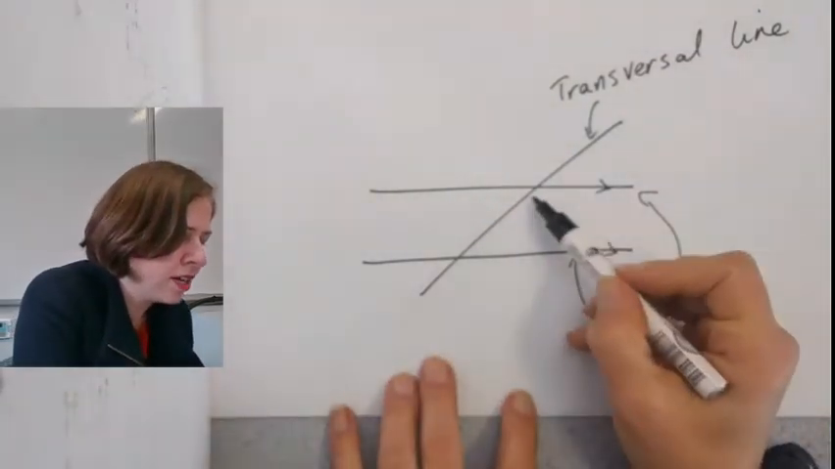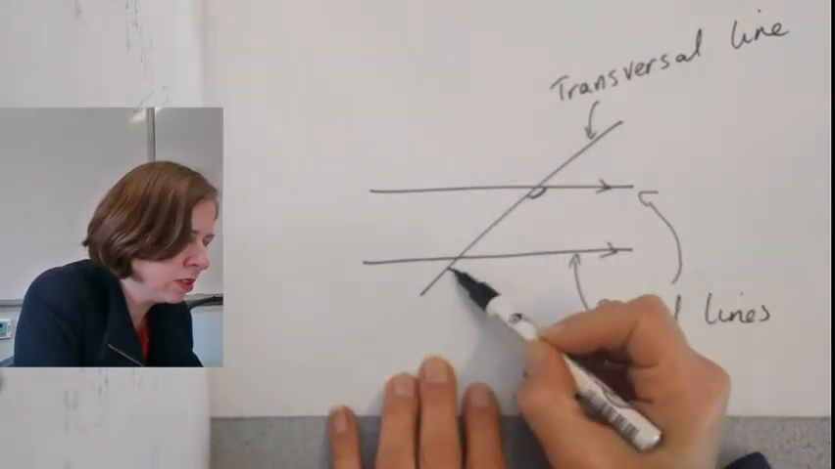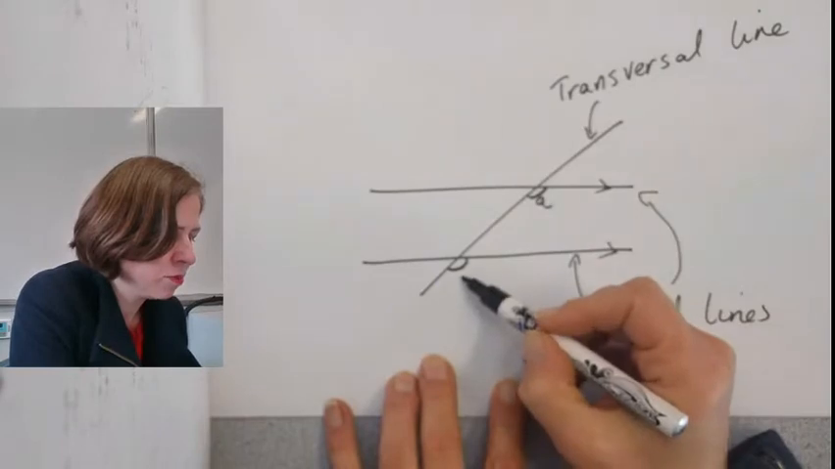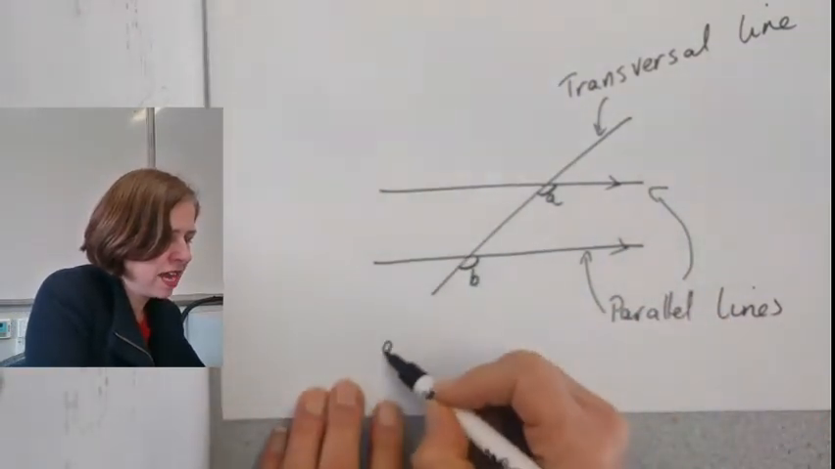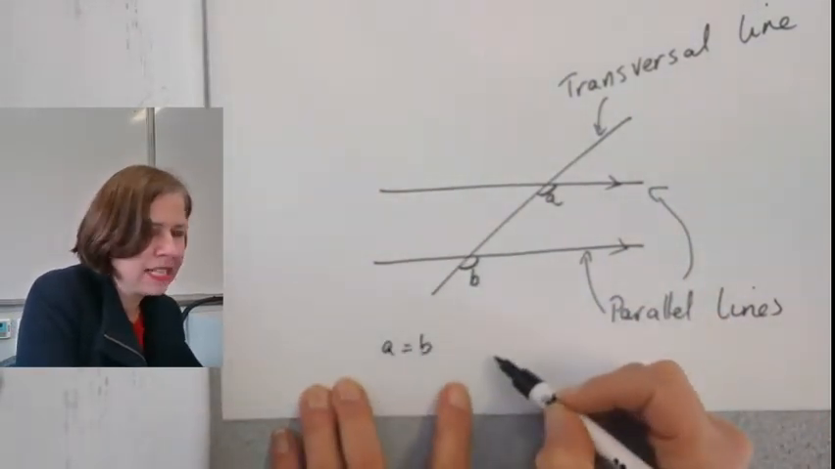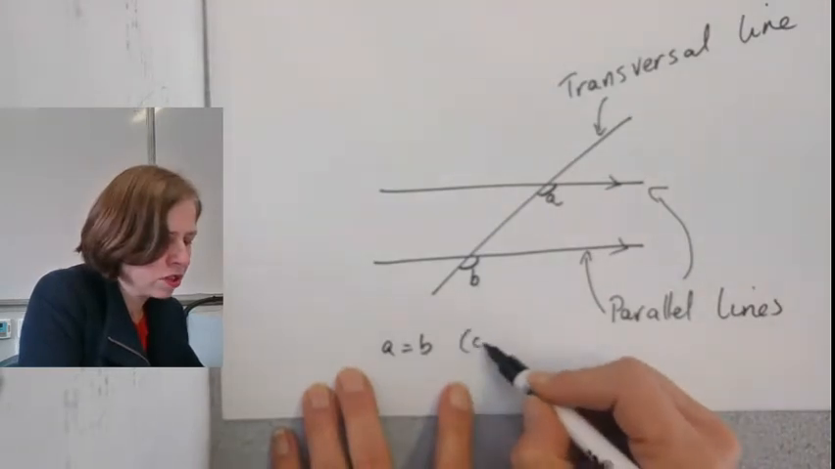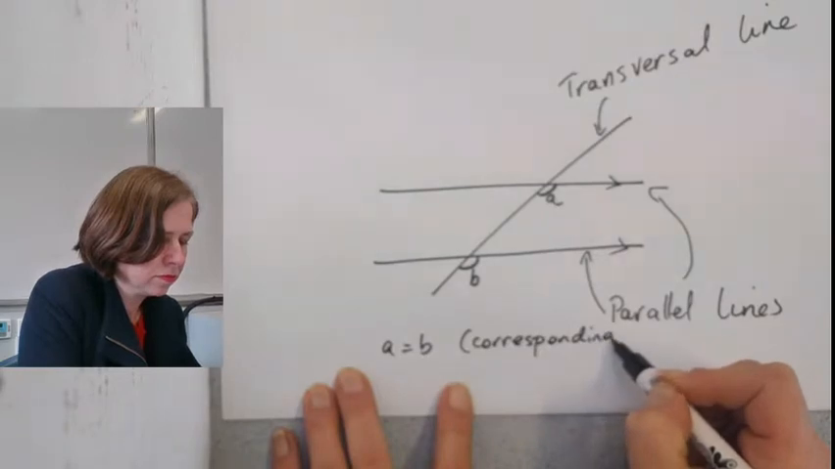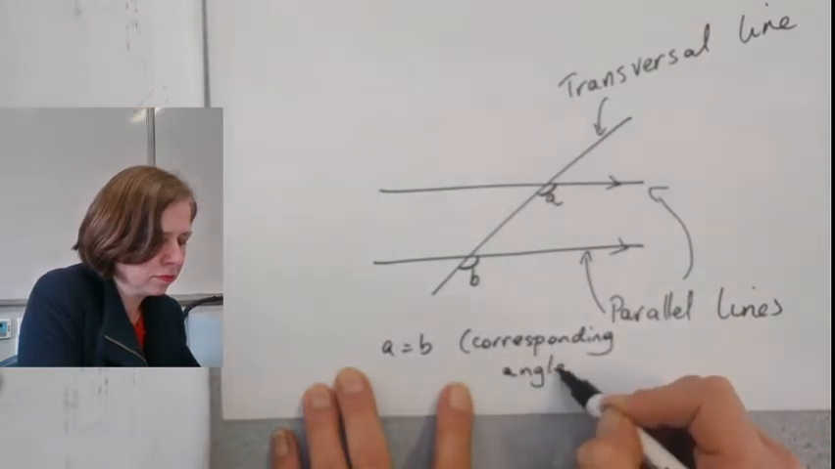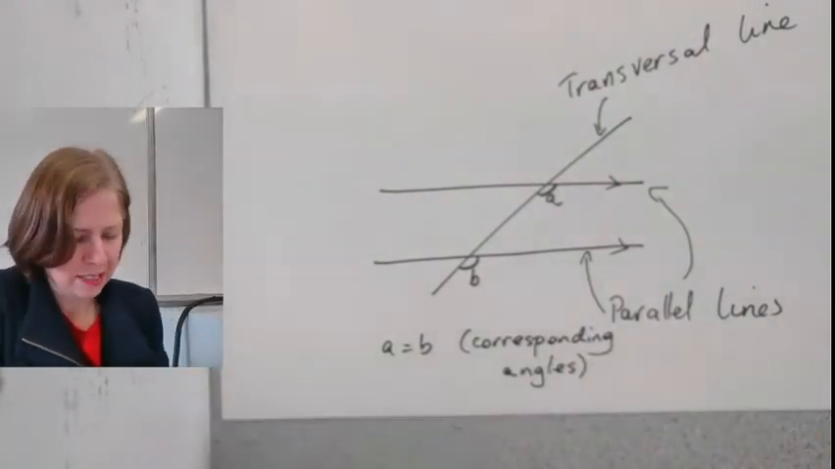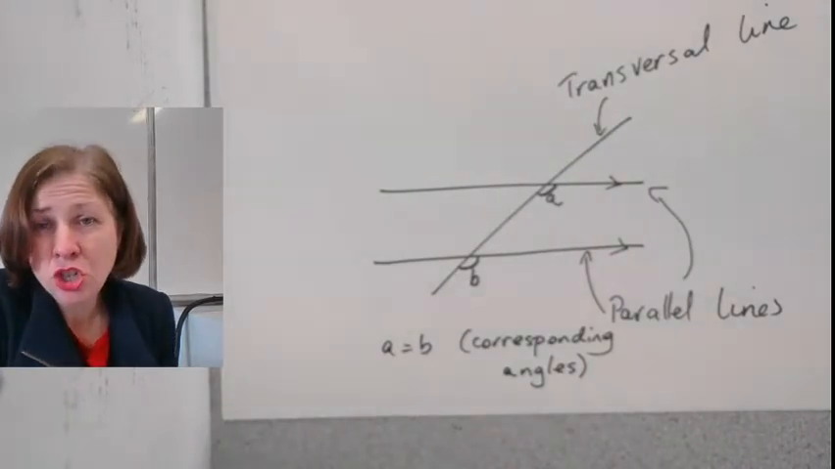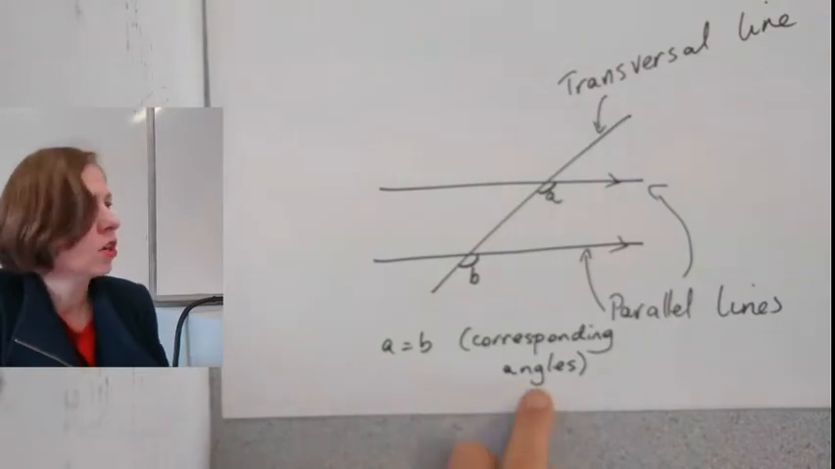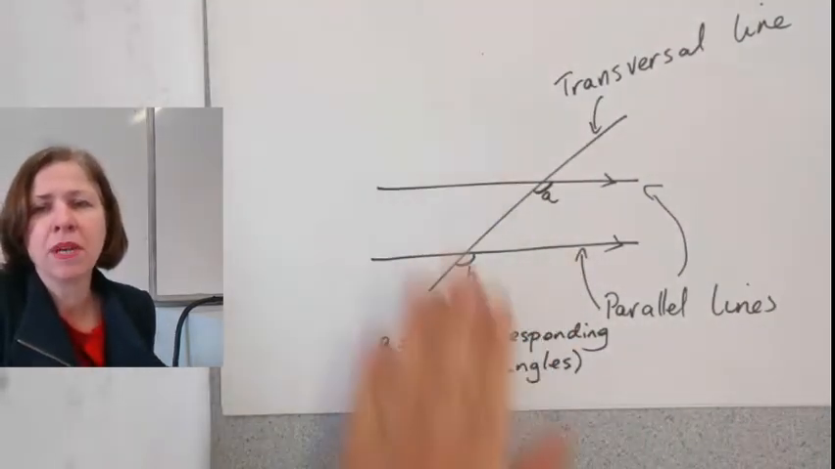So I know that these two angles are going to be equal. So I'll label that A and I'll label that B. I know that A equals B, and the reason they're called corresponding. So when we get to similar triangles and we need to show that two angles are equal, one reason we might write down is corresponding angles.